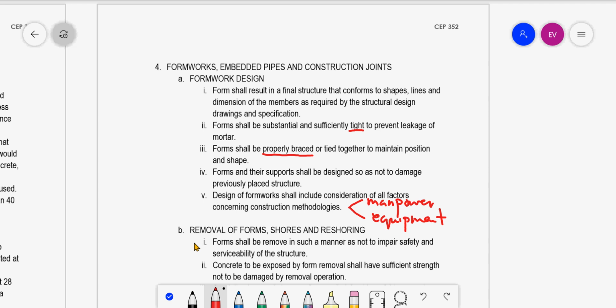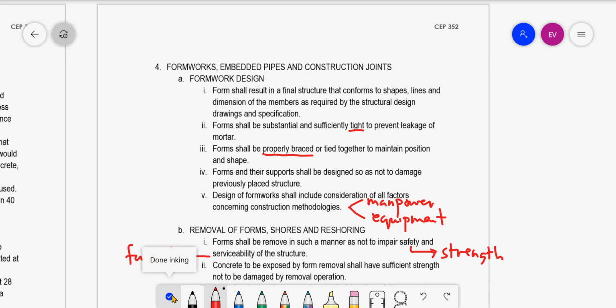So, removal of form, shores, and reshoring. Form shall be removed in such a manner as not to impair safety and serviceability of the structure. When we refer to safety, this is something to do with the strength, and serviceability, something to do with the function or use of the structure. The serviceability aspect can be broken down into several components such as deflection, cracking, vibration, etc.